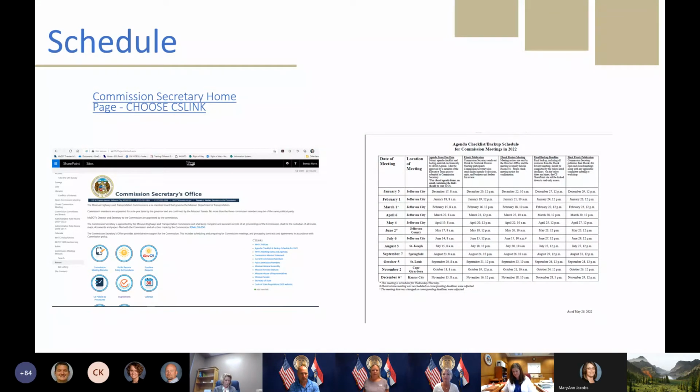Determining when a commission item can and should be submitted is the key to a successful approval. The commission meets monthly to hear scheduled delegations and discuss MoDOT business issues. The Commission Secretary's SharePoint site is a wealth of information when preparing a commission item and determining when it should be submitted. On this link, you can click on this Commission Secretary homepage and it'll take you directly to that site. Next slide.